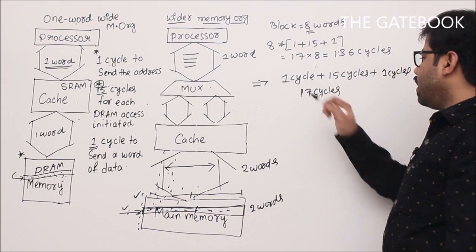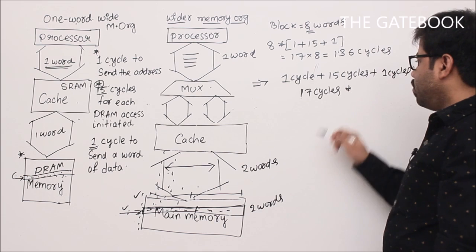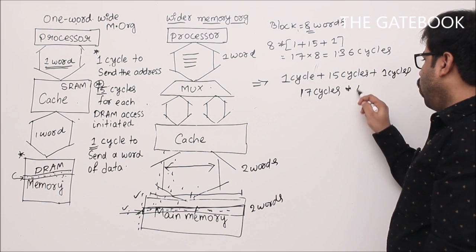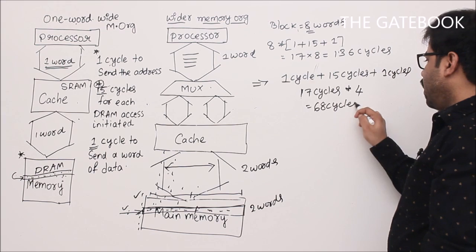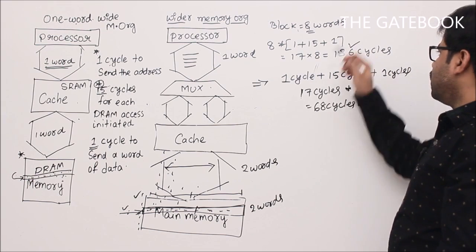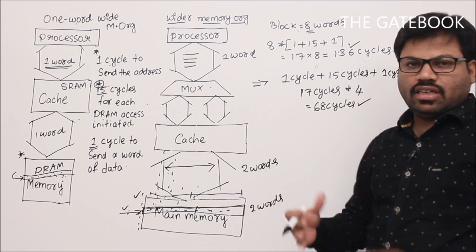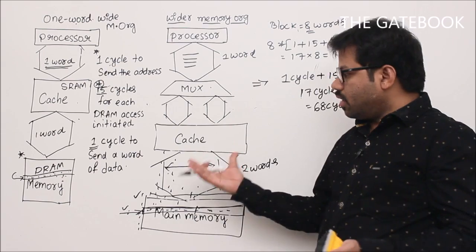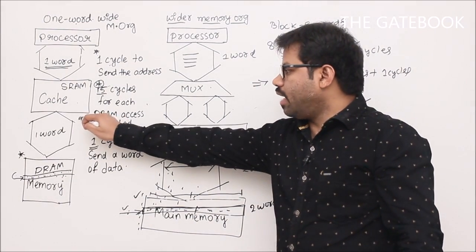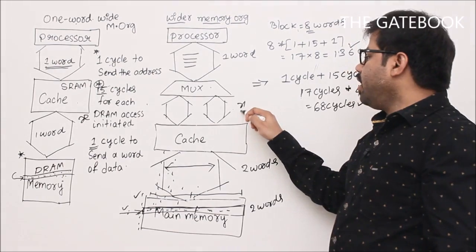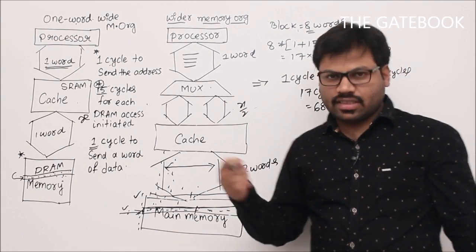So 17 cycles for 2 words, but we want 8 words, then 4 times we have to do that, so 68 cycles. Finally it requires 68 cycles, whereas here it was 136. That means this design is reducing the time to half, right? If the time here is x, here it will be x by 2. Simple. Now we'll see the next design.